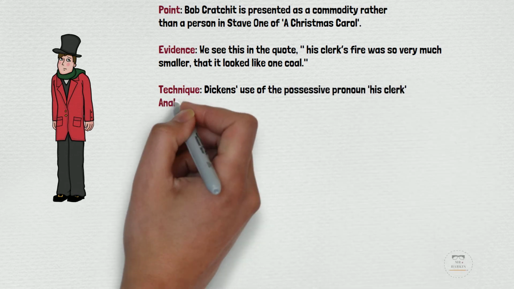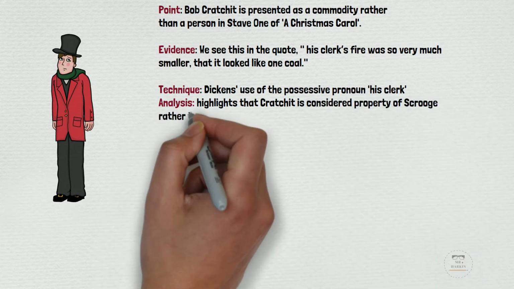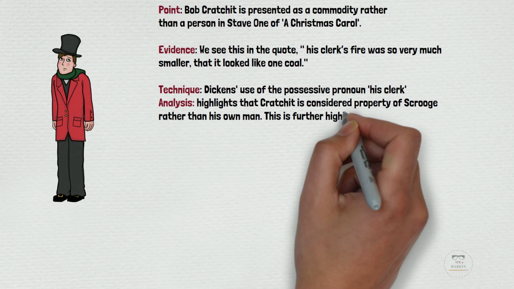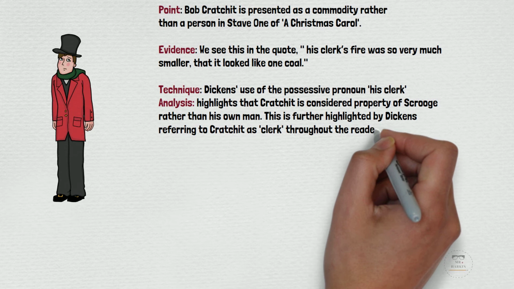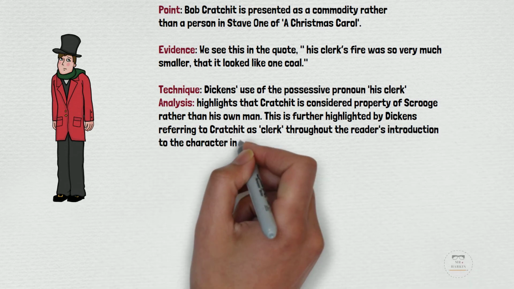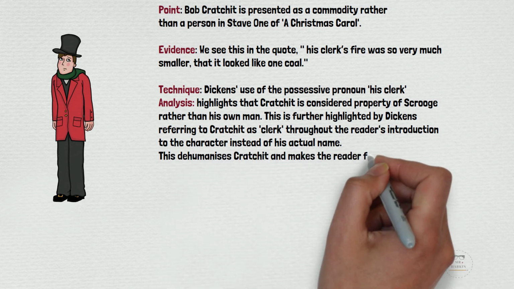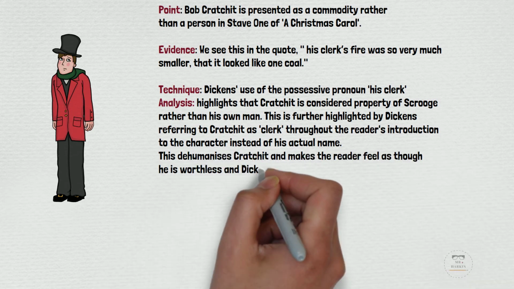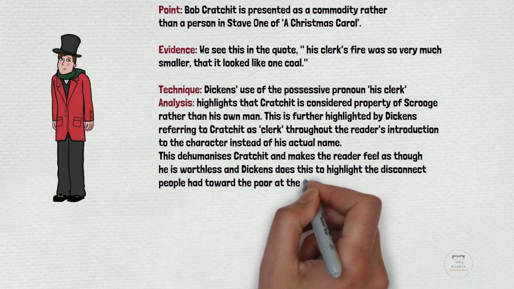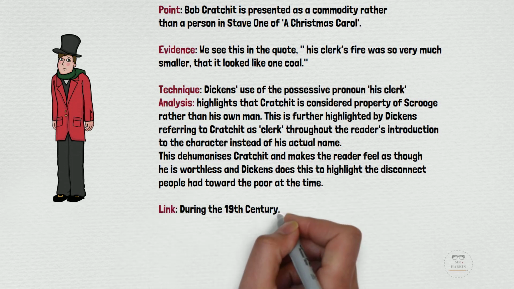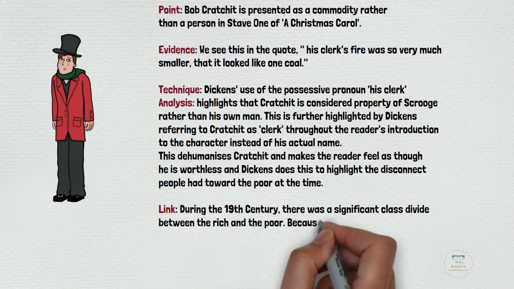Remember, all evidence is the quote you've picked to use. Now it's time to zoom in and identify the technique and explain what the quote means. If you're struggling to fill out your analysis, think about the reaction the reader would have to this particular quote and why the writer wanted to evoke that reaction from the reader. For my technique, I would zoom in on "his clerk" and identify that it is a possessive pronoun. Remember, the word clerk is a noun, but the fact Cratchit is referred to as "his clerk" makes him belong to Scrooge, so it's a possessive pronoun.